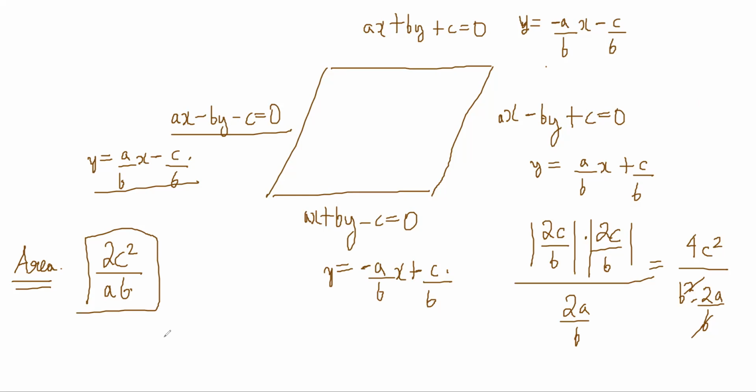But we are using this parallelogram formula, so now you should remember the formula. There's no point in deriving it again and again. 2c square by ab. What is the next one?